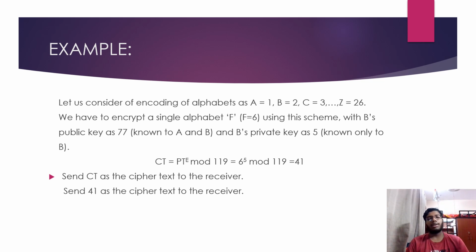We have to encrypt a single alphabet F, which is equal to 6, using this scheme, with B's public key as 5 known to A and B, and B's private key as 77 known only to B. So CT is equal to PT to the power E mod 119, which is equal to 6 to the power 5 mod 119, which is equal to 41. So now we send 41 as the ciphertext to the receiver.